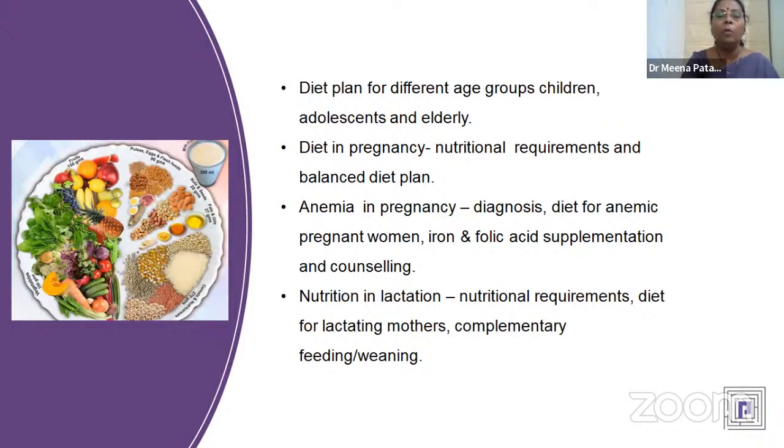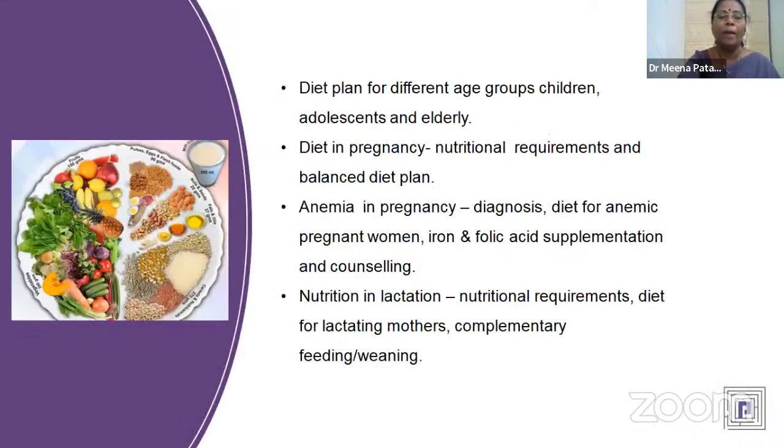So we go ahead, diet plan for different age groups, children, adolescents, and elderly. You plan diets for pregnant mothers, nutritional requirements and balanced diet plans. Anemia, very important, and this can affect the outcome of pregnancy. So how to identify that when a woman is pregnant? Diagnosis, diet for mother suffering with anemia, pregnant women, especially iron and folic acid supplementation, and counseling.